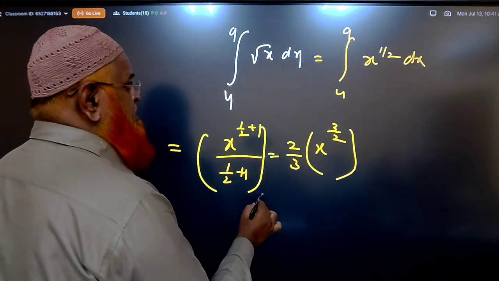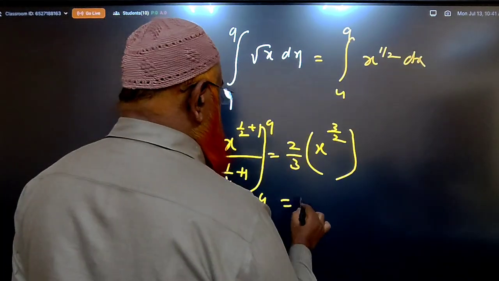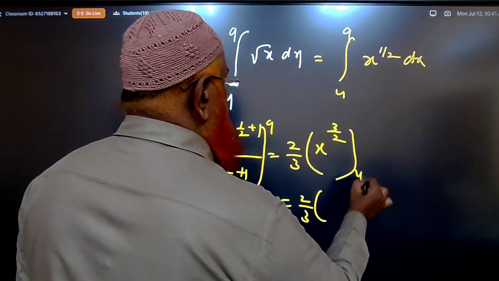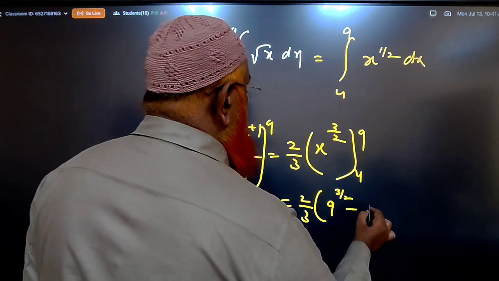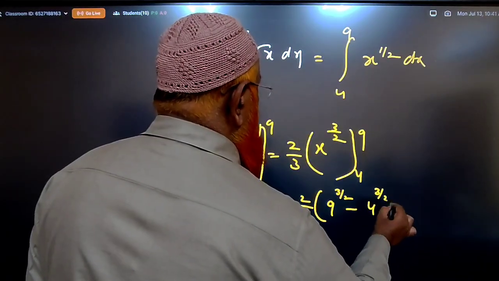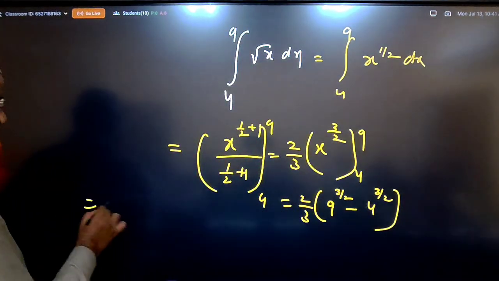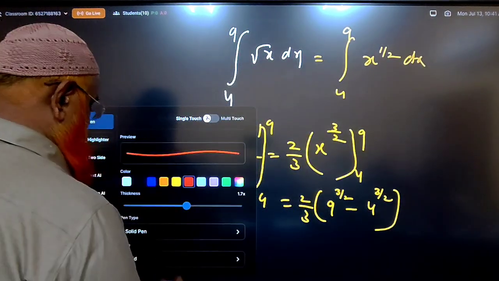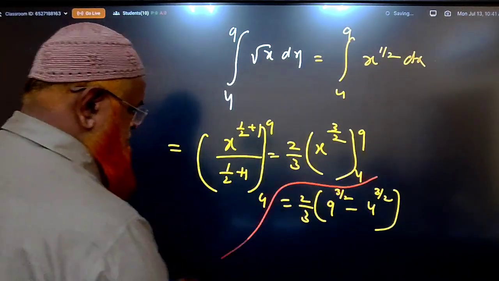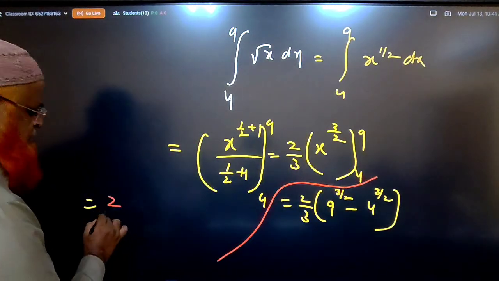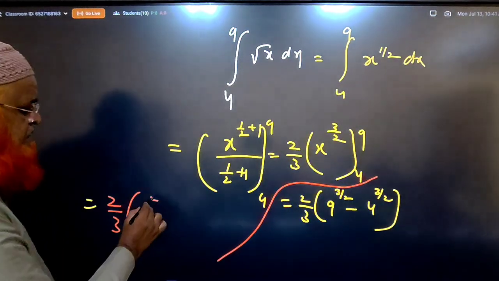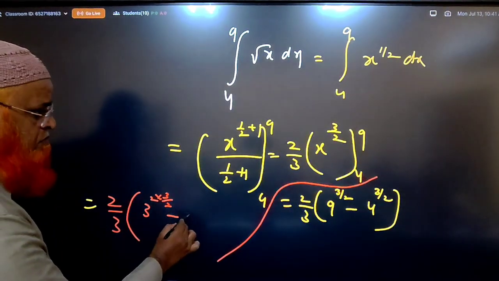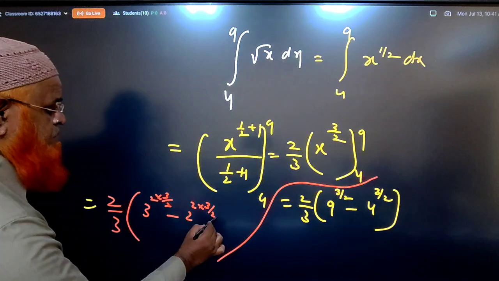Limits, use them here, from 4 to 9. That means you write 2 by 3, 4 to 9 means 9 power of 3 by 2 minus 4 power of 3 by 2 here. This can be taken as 2 by 3. So you can write this as 3 square into 3 by 2 minus 2 square into 3 by 2.